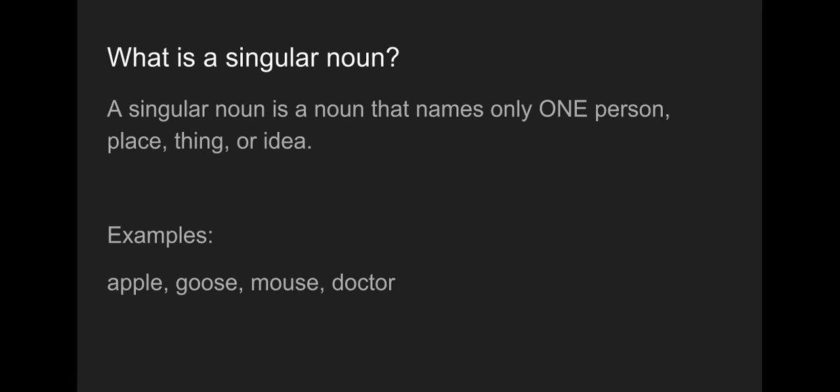What is a singular noun? A singular noun is a noun that names only one person, place, thing, or idea. Some examples are apple, goose, mouse, and doctor.